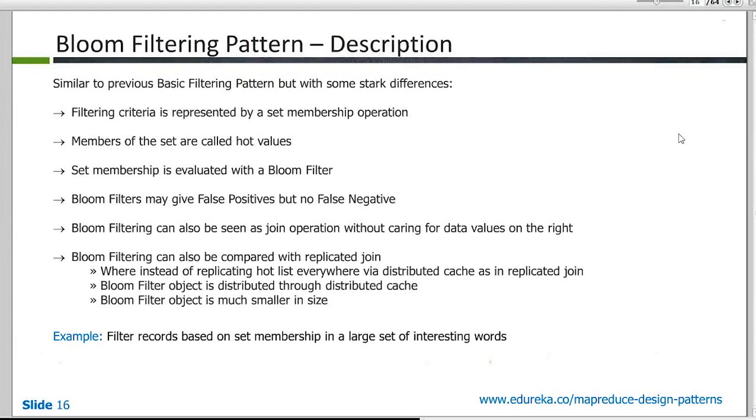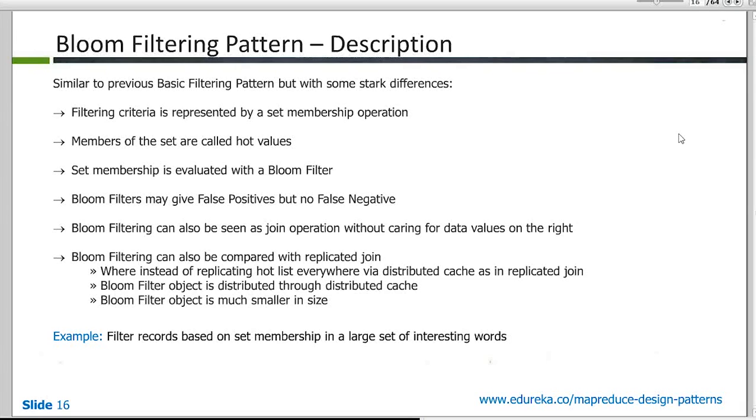Okay, so we have so far seen the basic filtering pattern, and now we come to a special class of filters which is called the BloomFilter. This is important because it's used in a lot of places when you're dealing with big data. The very benefit of using BloomFilters is the amount of space a BloomFilter takes to store a larger set of data is much lesser than if you had not used a BloomFilter.